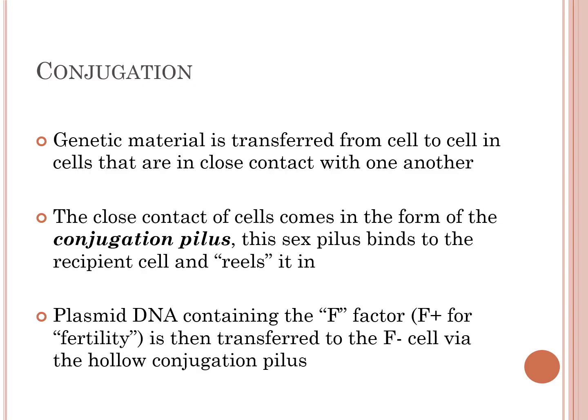When genetic material is transferred by direct cell-to-cell contact through the conjugation pilus, this is called conjugation. Genetic material is transferred from cell to cell in cells that are in close contact with one another. The close contact of the cells comes in the form of the conjugation pilus. This sex pilus binds to the recipient cell and then reels it in. Plasmid DNA containing the F factor for fertility is then transferred to the F minus cell via the hollow conjugation pilus.